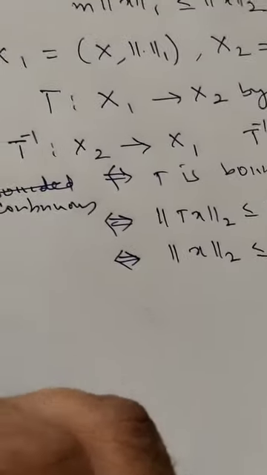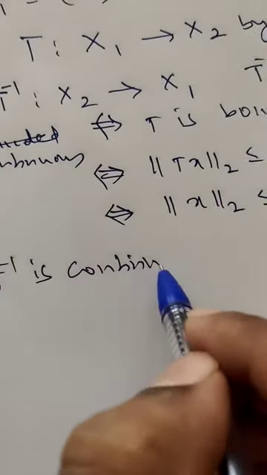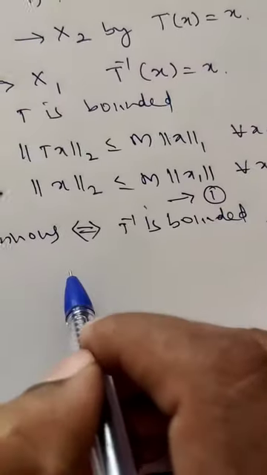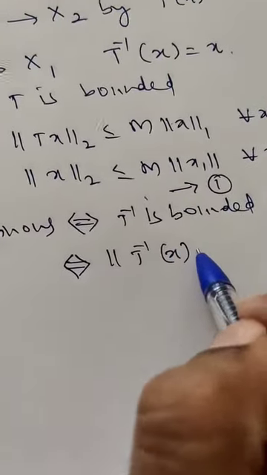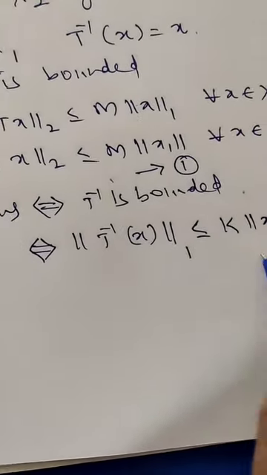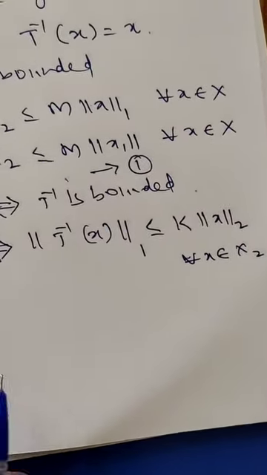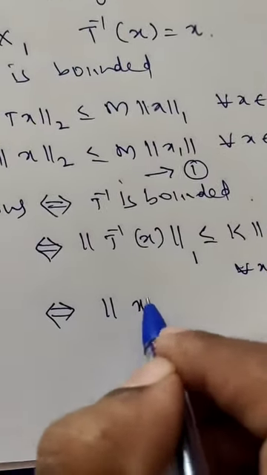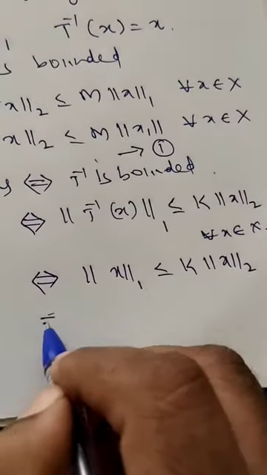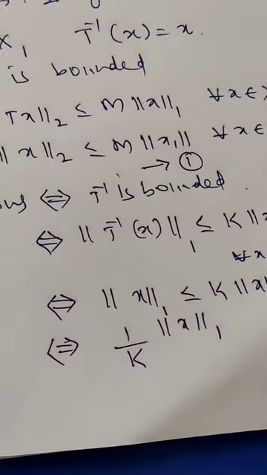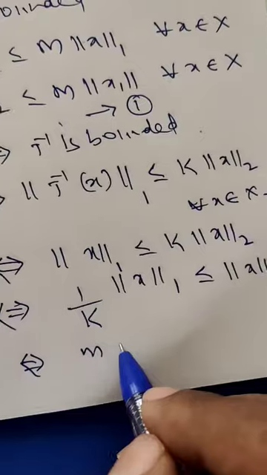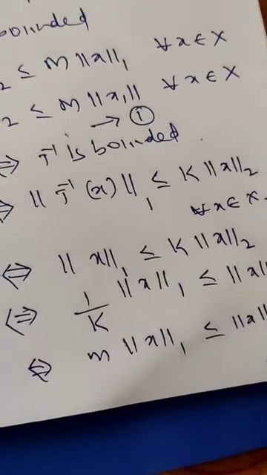Again, T inverse is continuous if and only if T inverse is bounded. That means the norm of T inverse of x, which lies in X1, satisfies norm 1 less than or equal to K times norm 2 of x, for every x in X2, which is X itself. So norm 1 of x is less than or equal to K times norm 2 of x. Transferring K across, 1 by K times norm 1 of x is less than or equal to norm 2 of x. Taking 1 by K to be small m, m times norm 1 of x is less than or equal to norm 2 of x. You call this number 2.